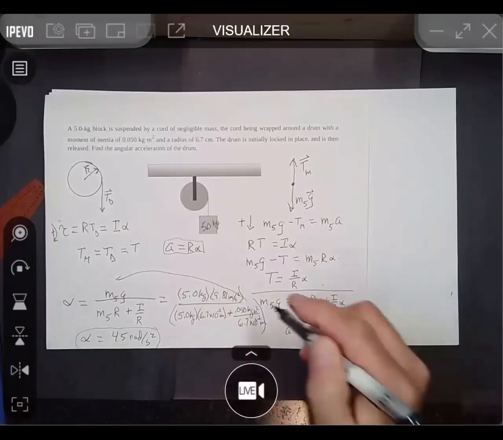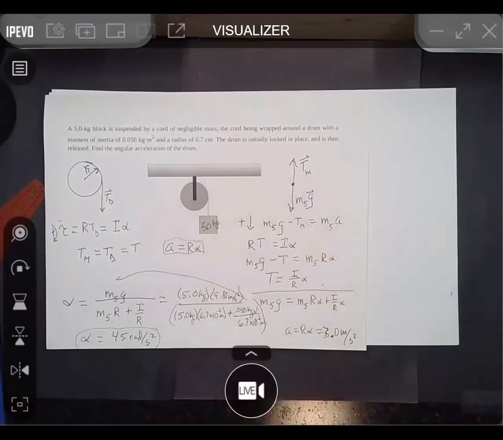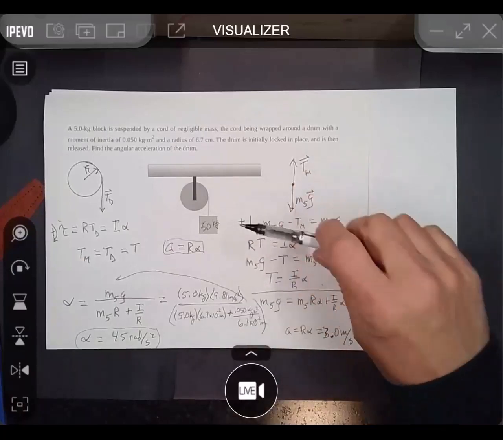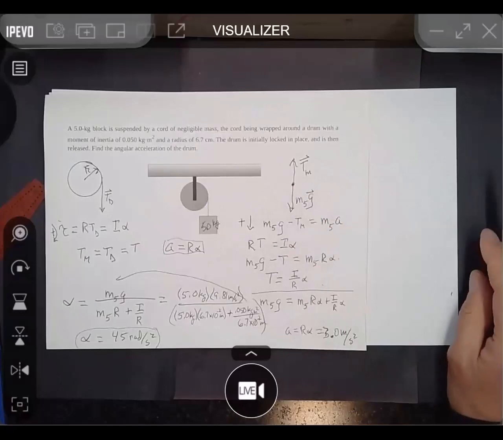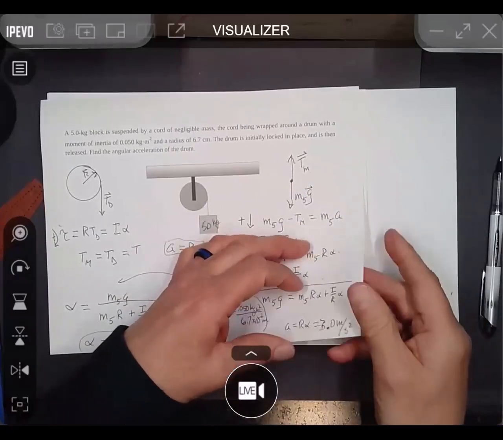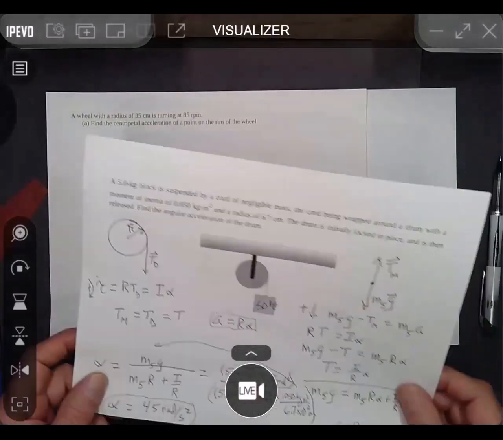So you can see that drum having that rotational inertia slows down the acceleration of the mass by quite a bit. It's only about a third of a g. Okay. Thought we were breaking a law of physics there for a minute.